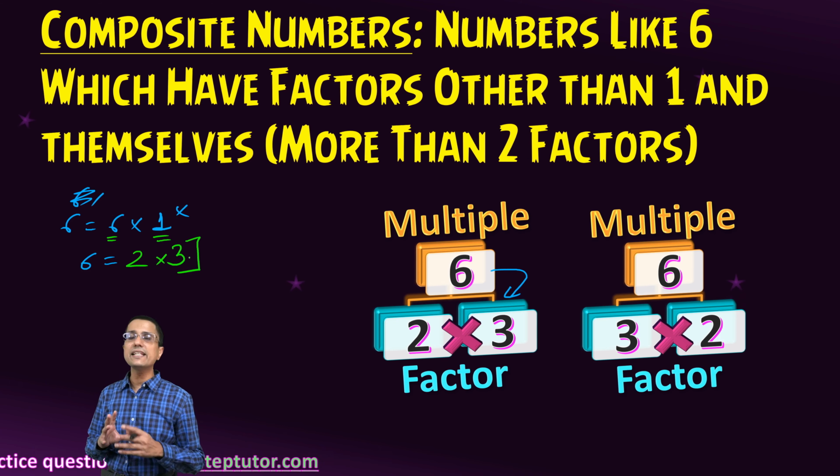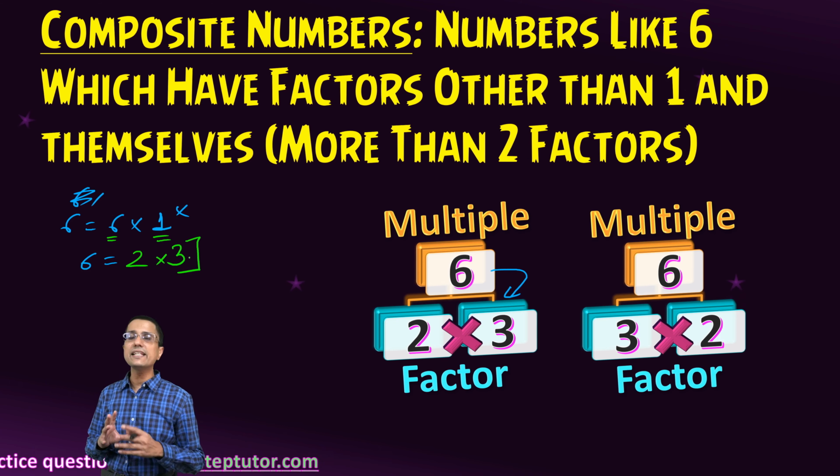Let's look at our number 1 again. 1, as we said, can be expressed as 1 into 1, which means that 1 has a single factor, which is number 1. Because it does not have more than 2 factors, 1 is not a composite number either. This is very important. 1 is a special number. It is neither prime nor composite.